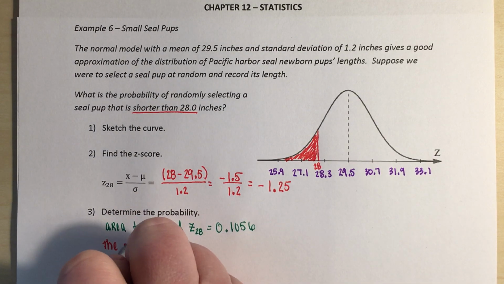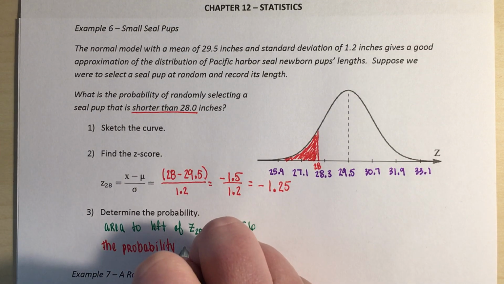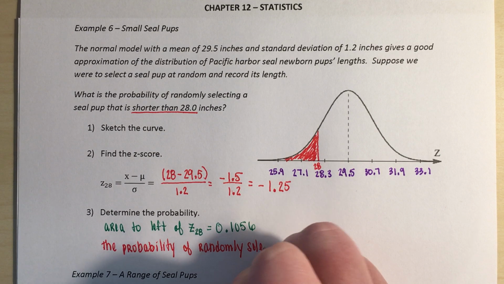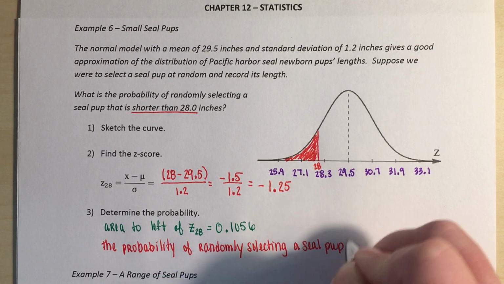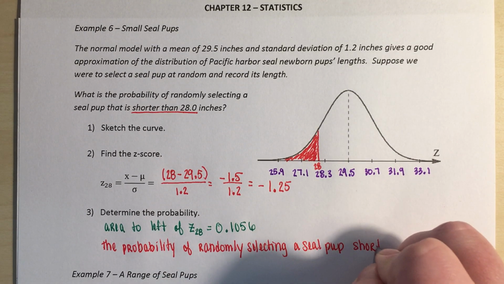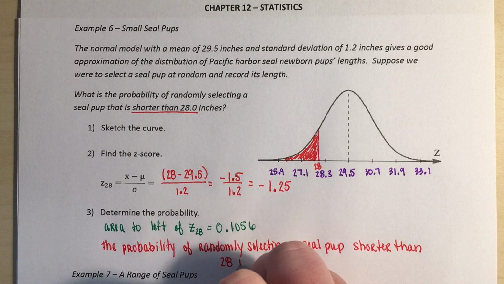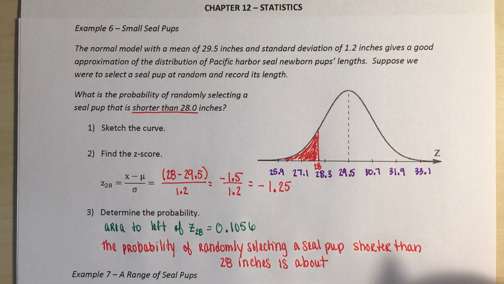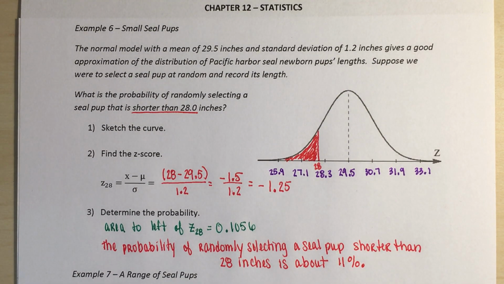So the probability of randomly selecting a seal pup that is shorter than 28 inches is about, if we round this to the nearest percent, gives us about 11%. Again, as you're working through the problems in the homework, make sure you're rounding carefully, make sure you're rounding to the place value that is being asked of you.